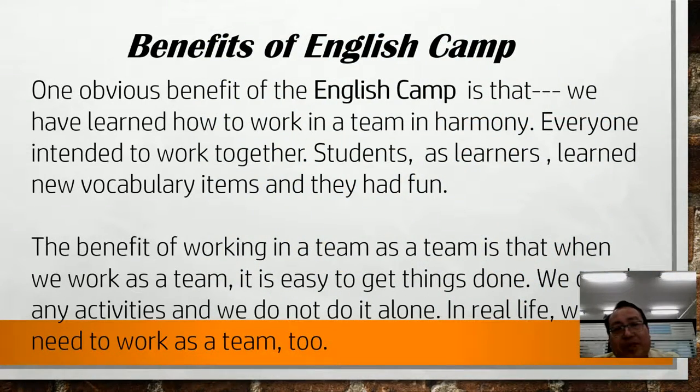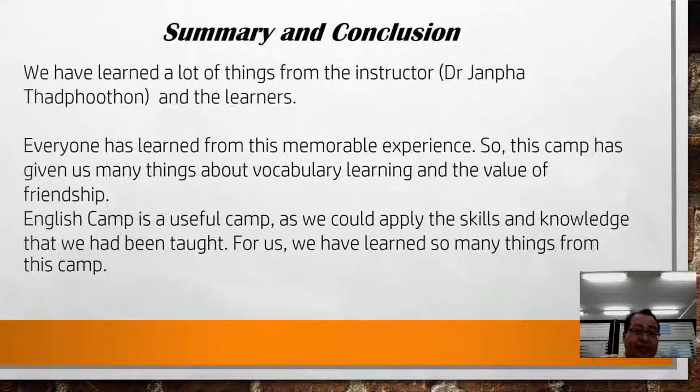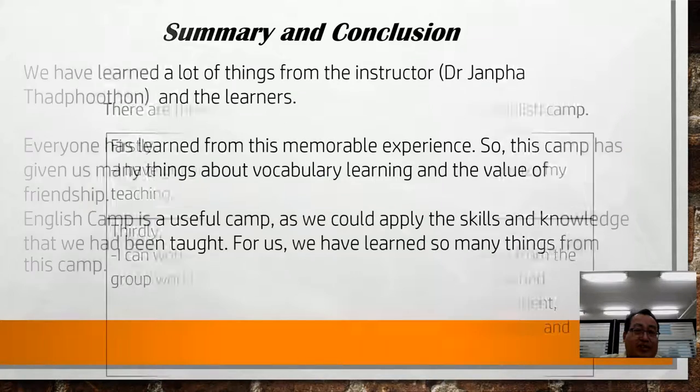Now we'll move on to the benefits, the lessons that you have learned from the English camp. For example, you can say that one obvious benefit of the English camp is that we have learned how to work in a team in harmony. Everyone intended to help each other and to work together. Students too have learned, and as we know, you learn a foreign language better when the filter is low, according to Krashen or something. You link that to the theory as well, and the summaries of the lessons that you have learned.